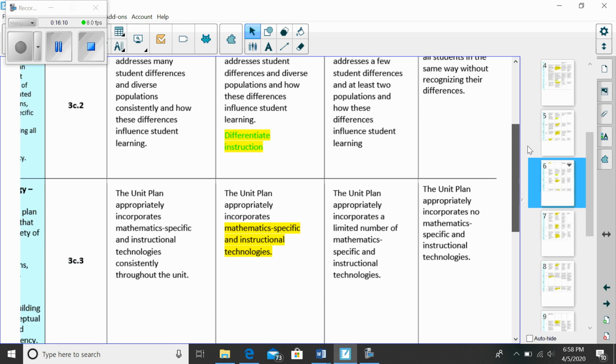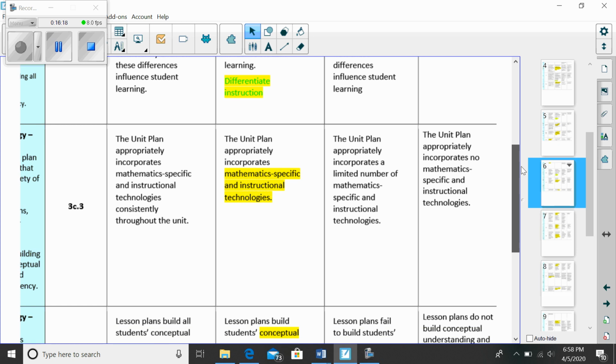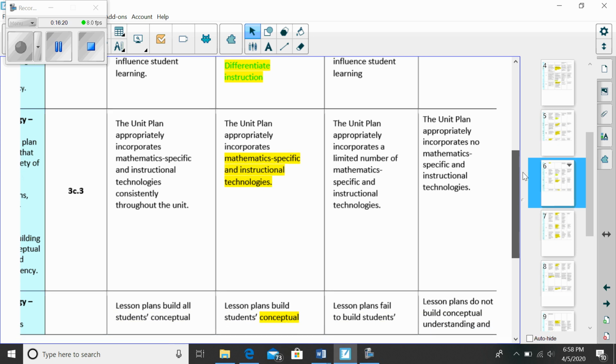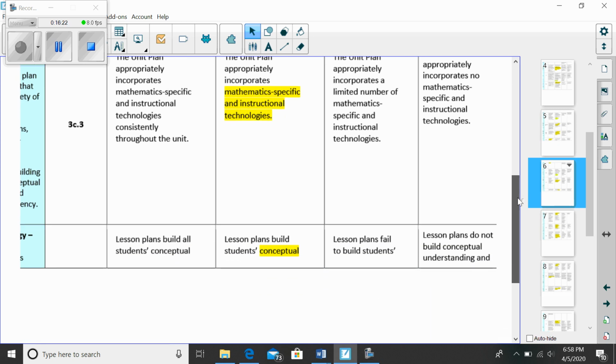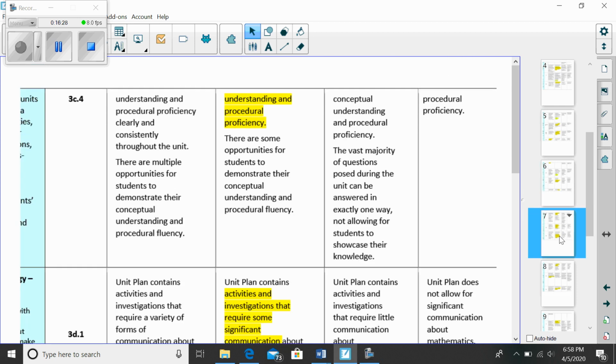So on your unit plan, you have to talk about differentiating instruction. Not surprising, there's a line about math-specific instructional technology. So you definitely want a technology day in your unit. And let's see, build on conceptual understanding and procedural fluency.